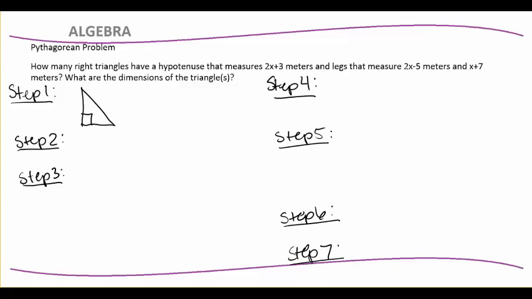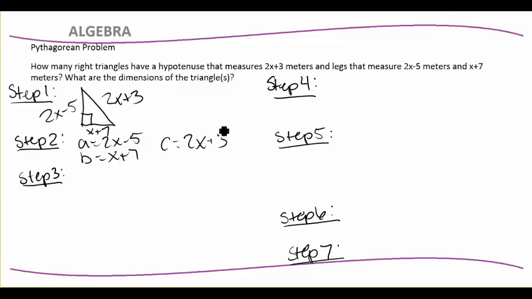Step 1, we're going to draw and label a triangle. So we're going to start off with our hypotenuse, which is 2x plus 3. One of our legs is 2x minus 5, and the other leg is x plus 7. Step 2 is we're going to define all the variables. So we're going to have A equals 2x minus 5, and B equals x plus 7, and C equals 2x plus 3.